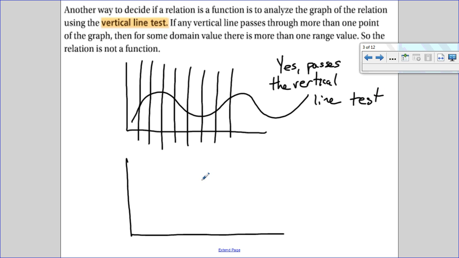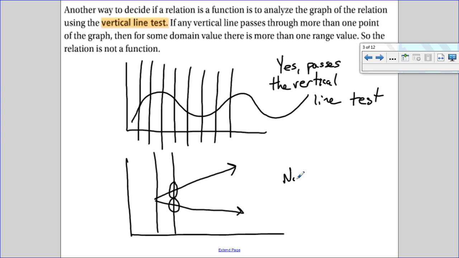But if we had something like this, where it was an absolute value going this way, and you started doing the vertical line test, here you have a vertical line that intersects the graph in more than one spot. Because of that, this does not pass the vertical line test. So this one is a function, and this one is not a function.